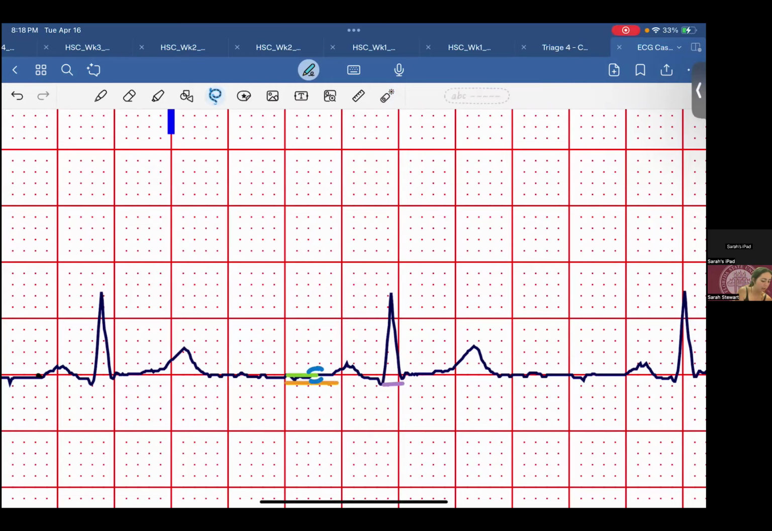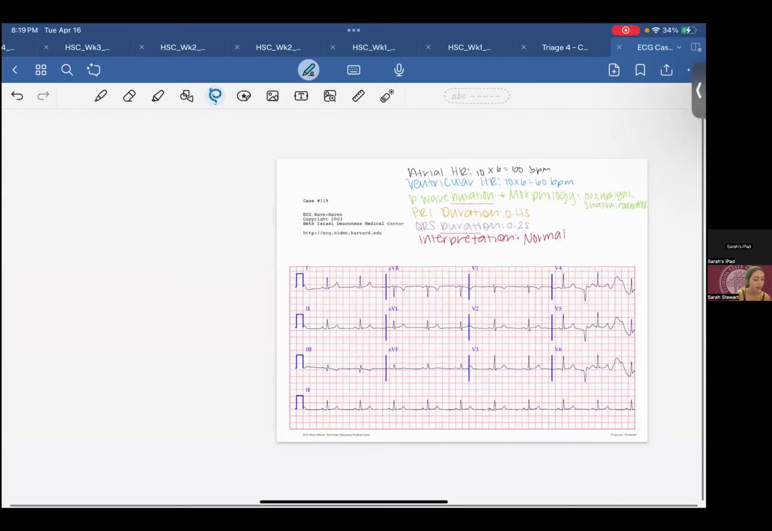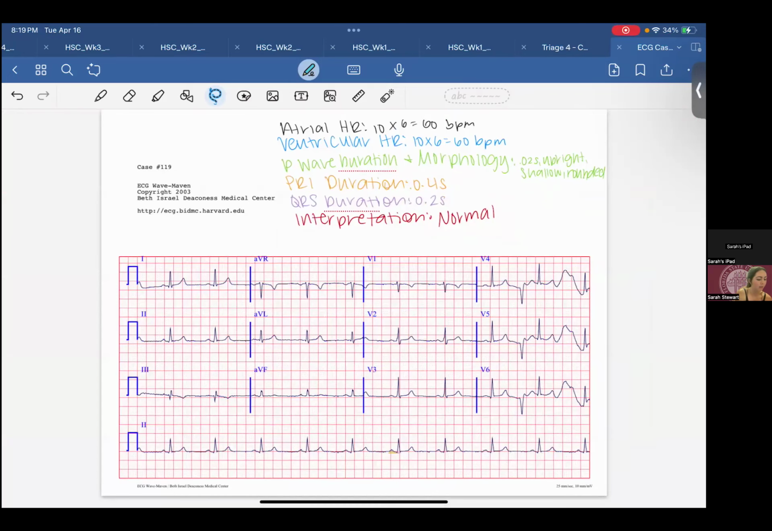And then to get the timing, I simply grabbed that green line, moved it over, decided it was about half the box. You could eyeball that as well, but since I have an iPad, I decided why not. And so for the P wave duration and morphology, I have that it was about half that box, or 0.2 seconds. It's upright, it's shallow, it is rounded.